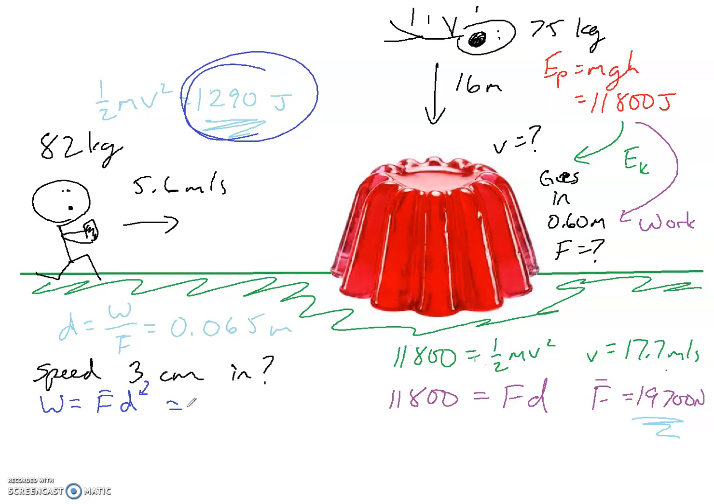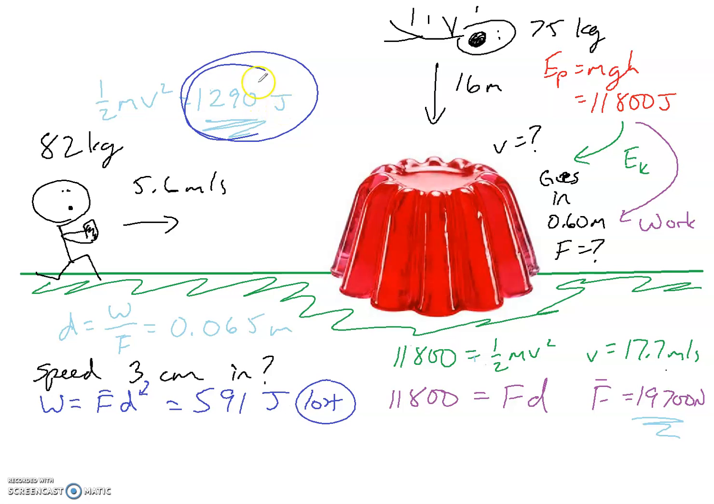Work is force times distance, and that would be 3 centimeters. And we can find out how much work was done on the runner while he's going into the jello. So we've got the average force. That still hasn't changed. That's still 19,700, and we'll just keep it nice and constant to make things easy. We'll multiply that by the distance of 3 centimeters. Make sure you convert that into meters. And we can see that the jello would have done about 591 joules of work to slow him down. So this is energy that is lost to the jello.